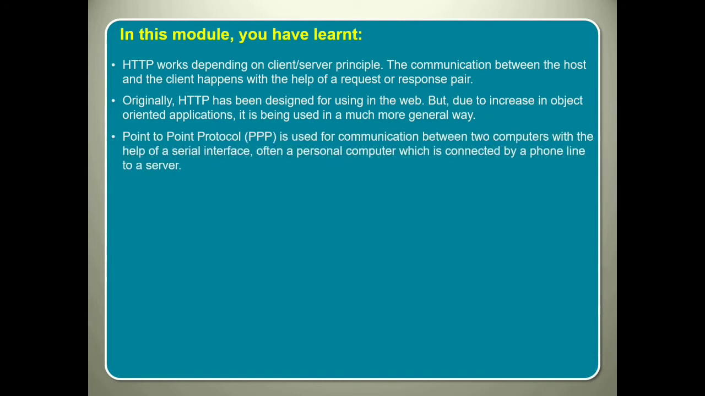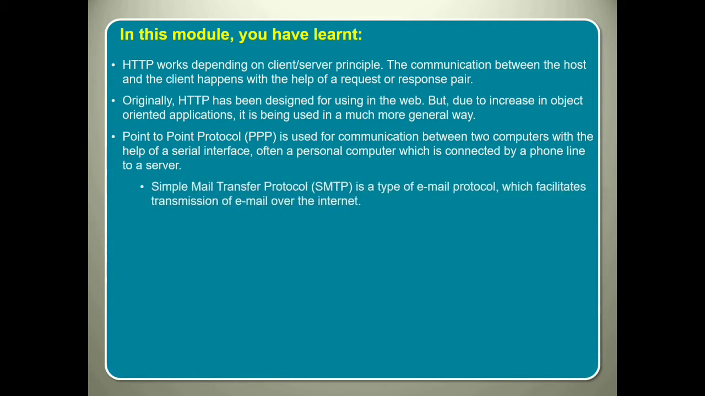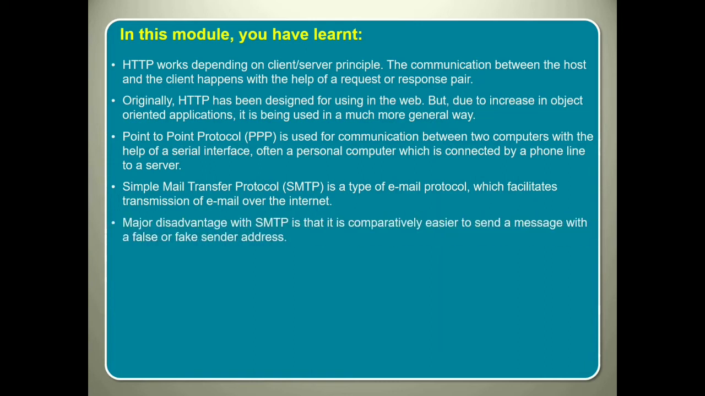Point-to-point protocol or PPP is used for communication between two computers with the help of a serial interface, often a personal computer, which is connected by a phone line to a server. Simple Mail Transfer Protocol or SMTP is a type of email protocol which facilitates transmission of email over the internet. A major disadvantage with SMTP is that it is comparatively easier to send a message with a false or fake sender address.